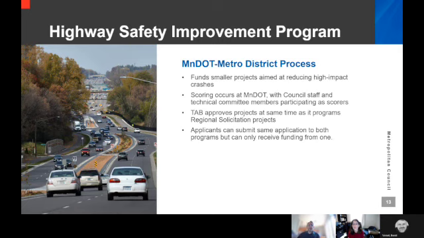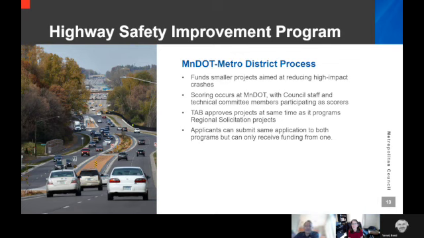So we also have at the same time the Highway Safety Improvement Program, or HSIP solicitation. So MnDOT runs this process, and they do it in each of their MnDOT districts. So we're in the Metro District, which is our 7 counties along with Chisago County. So this process funds smaller projects aimed at reducing high impact crashes. Scoring, as I said, occurs at MnDOT. Those council staff and some of the technical committee members that participate with us have participated as scorers in that process. TAB does approve the projects at the same time as it approves the regional solicitation projects.